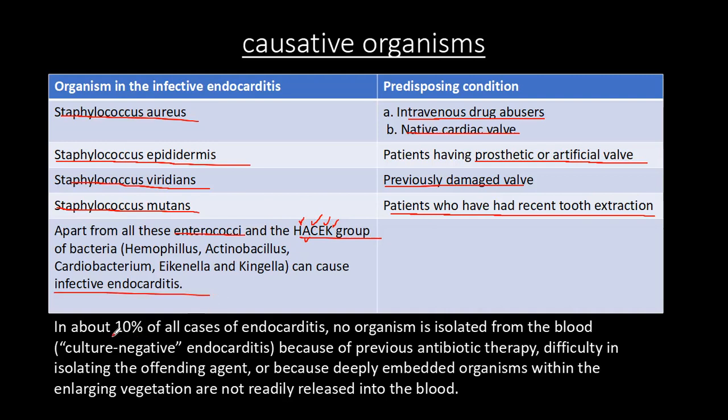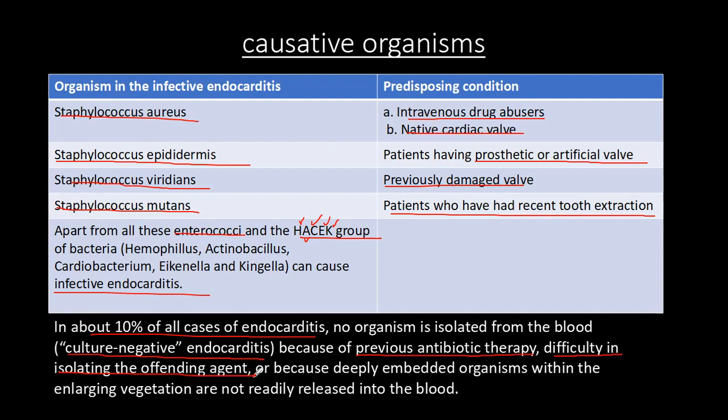Now, note that in about 10% of the cases of endocarditis, no organism is isolated from the blood, the so-called culture negative endocarditis. And this can be due to three reasons. One, previous antibiotic therapy, so the bacteria will not be in the blood or will be in non-culturable amounts. Two, difficulty in isolating the offending agent. Maybe the offending agent requires a special medium for growth.